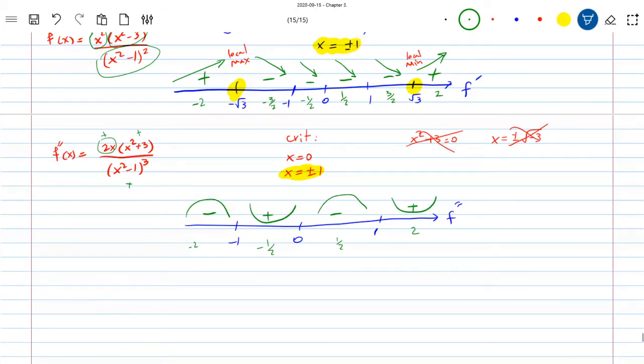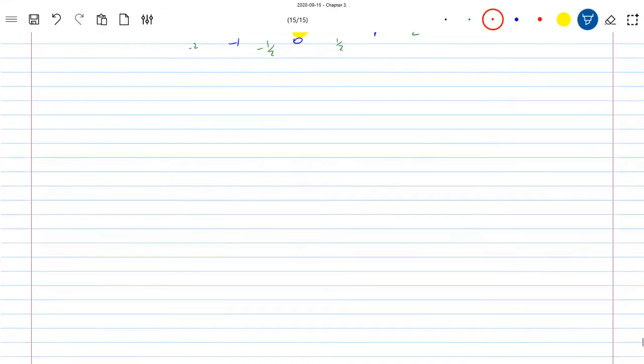Is there an inflection point? Yes, there is. This is an inflection point. The other two are not acceptable because these are vertical asymptotes. They do not belong to the domain, so they cannot be inflection points. Let's put all this information in one table.